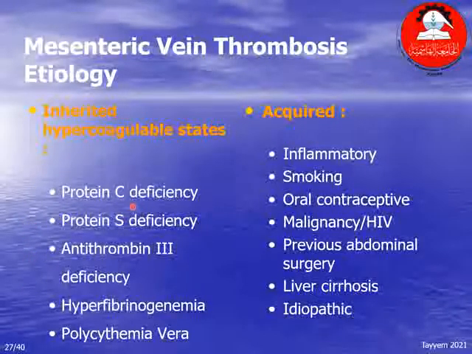Mesenteric vein thrombosis could be categorized into two: either inherited hypercoagulable state, such as protein C or S deficiency, antithrombin 3 deficiency, hyperfibrinogenemia, or polycythemia vera; or acquired, such as in acute inflammatory pathological conditions, smoking, oral contraceptive, HIV, malignancy, previous abdominal surgery, etc.